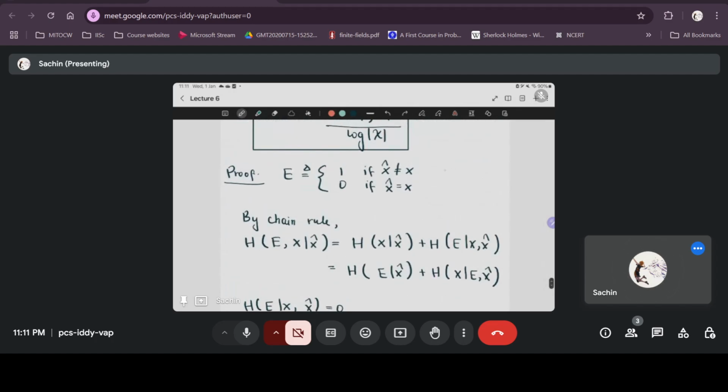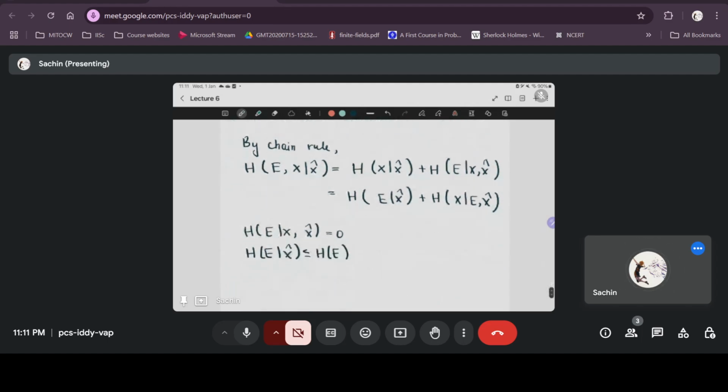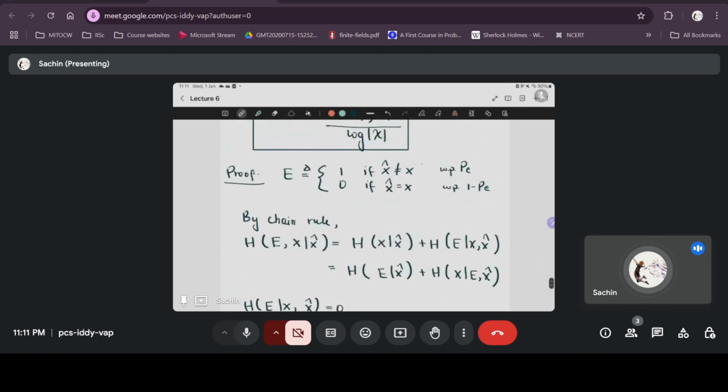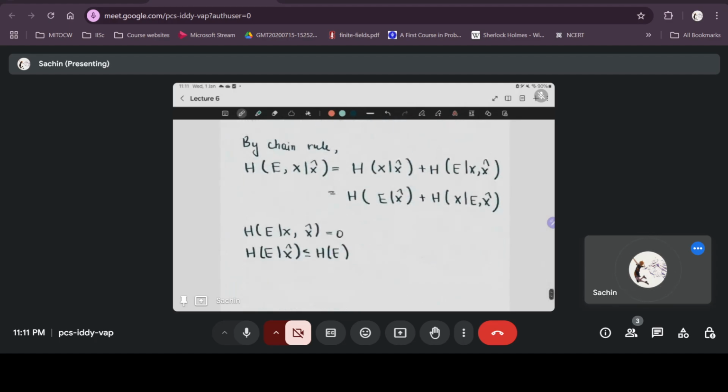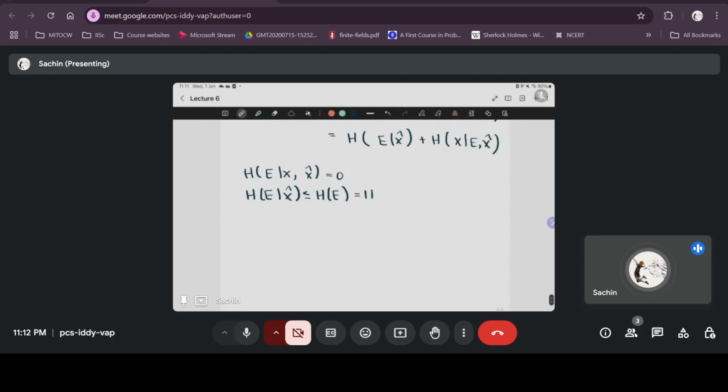So this takes probability P(E). This happens with probability 1 minus P(E). So the entropy of E is nothing but H(P(E)). Finally, H(X given E, X hat) can be split in two parts.